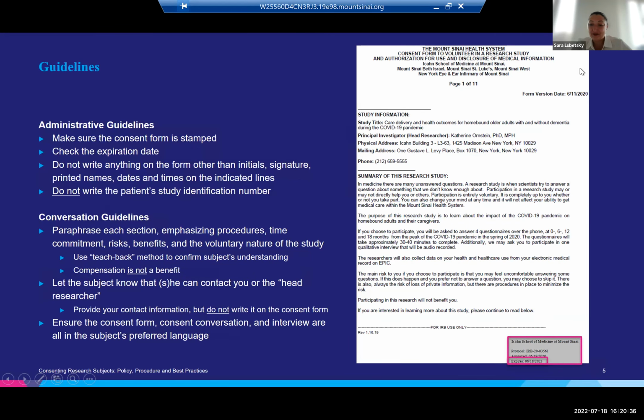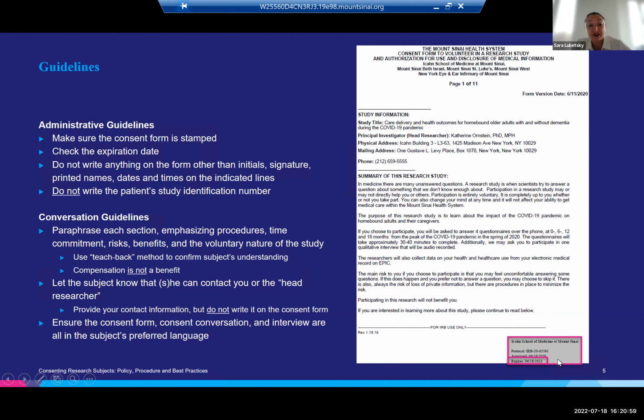All right, so this is what the front page of a consent form looks like. And granted, these templates get changed from time to time. Sometimes the stamp gets changed. A couple years ago, it was in the upper right-hand corner, and it included a seal. This is a more recent version. It could look different now.